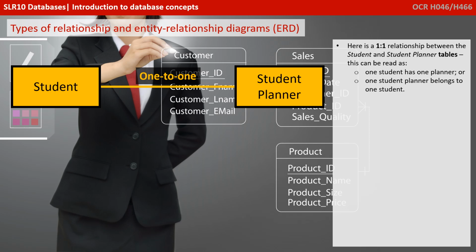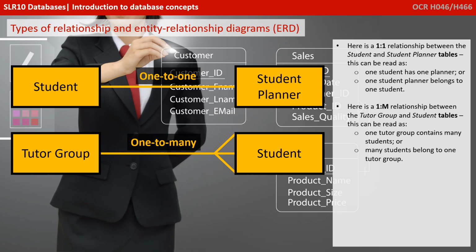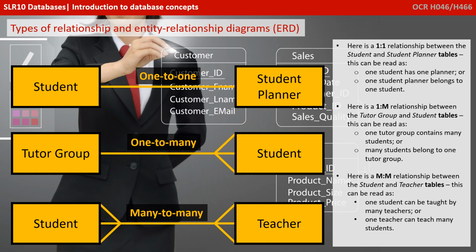Here is a one-to-many relationship between the tutor group and students table. Again, we say one tutor group contains many students, or many students belong to one tutor group. And here is a many-to-many relationship between the student and teacher table. We can read this as one student can be taught by many teachers, or one teacher can teach many students.